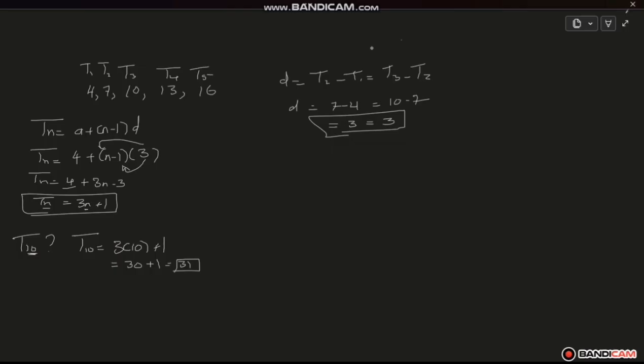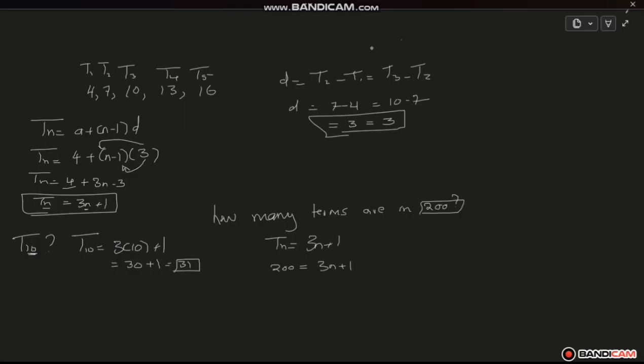This is very, very important. Let's say they ask you how many terms are in 200. This is a question. Sometimes they can say which. So how many terms are in 200? Meaning you're going to take that 200 and substitute it where there's Tn. So Tn equals 3n plus 1. Then 200 equals 3n plus 1.